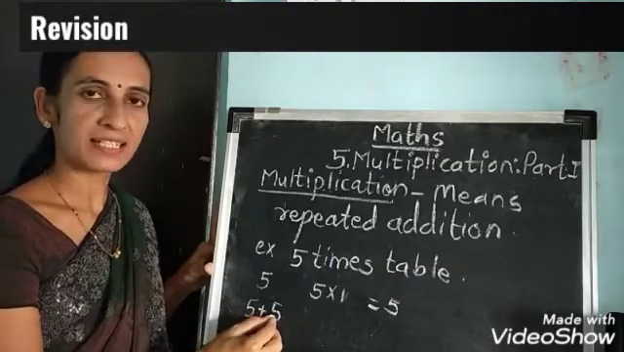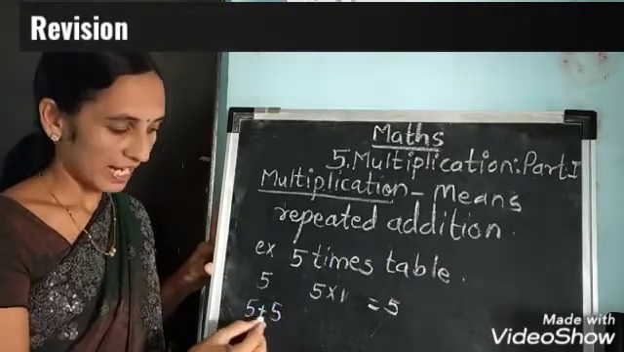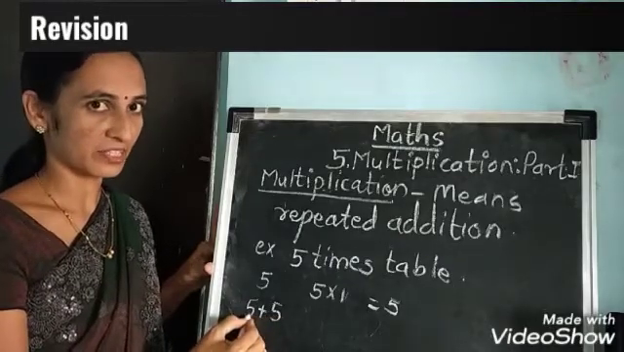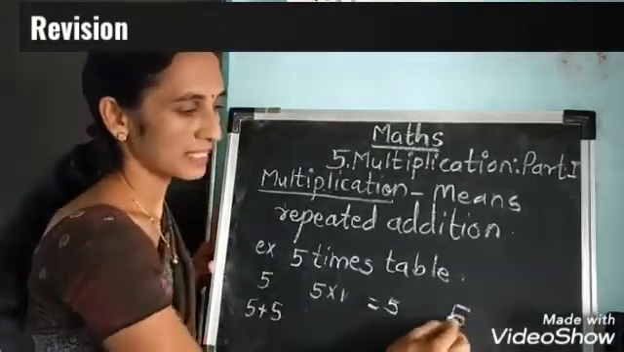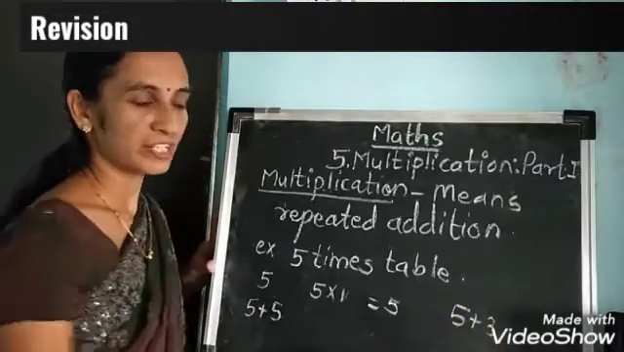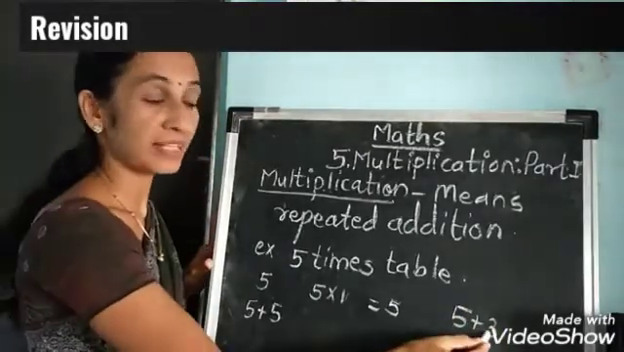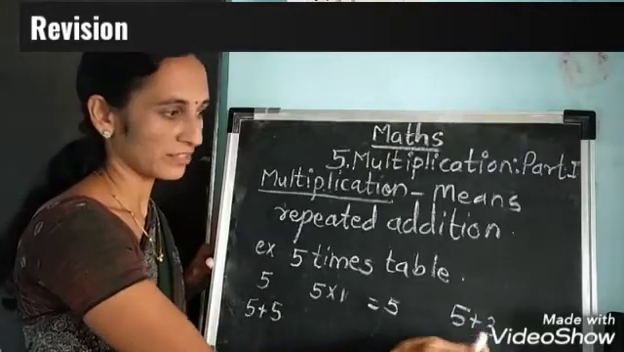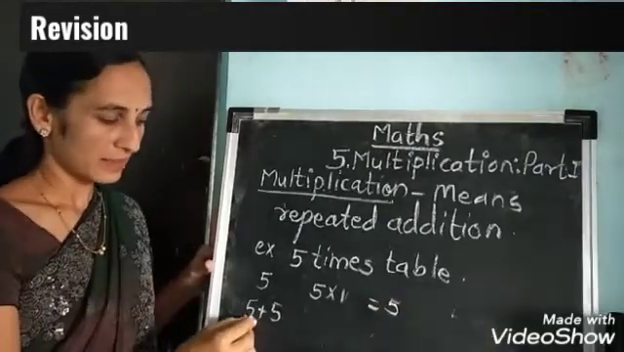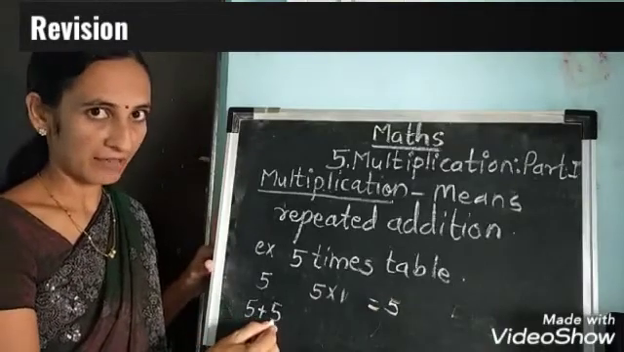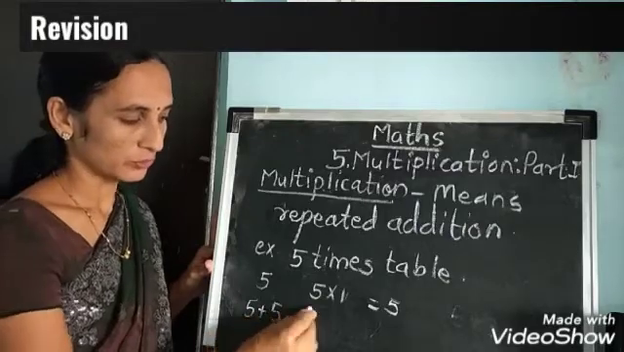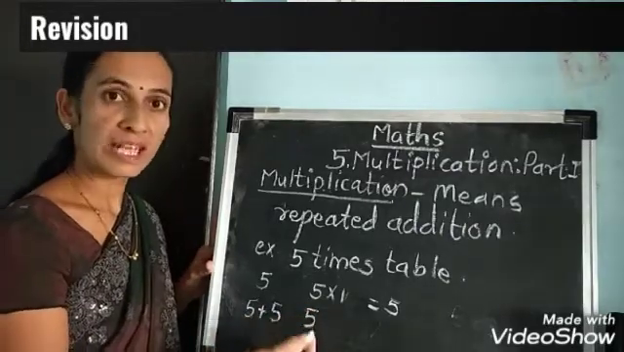It is called repeated addition. In this addition, both numbers are the same. Suppose 5 plus 3. Is it repeated addition? No. Both numbers are different. Here 5, here 3, so it is not repeated addition. But this is repeated addition: 5, again I have added 5. How many times have I added 5? 1, 2. So 2 times.